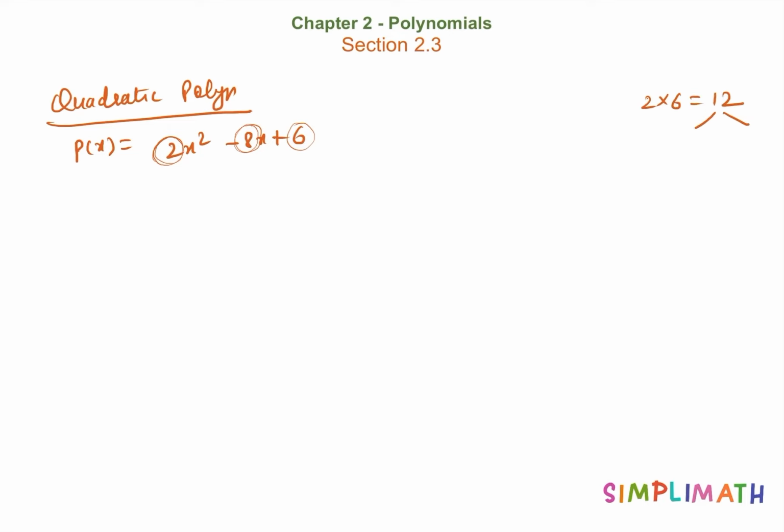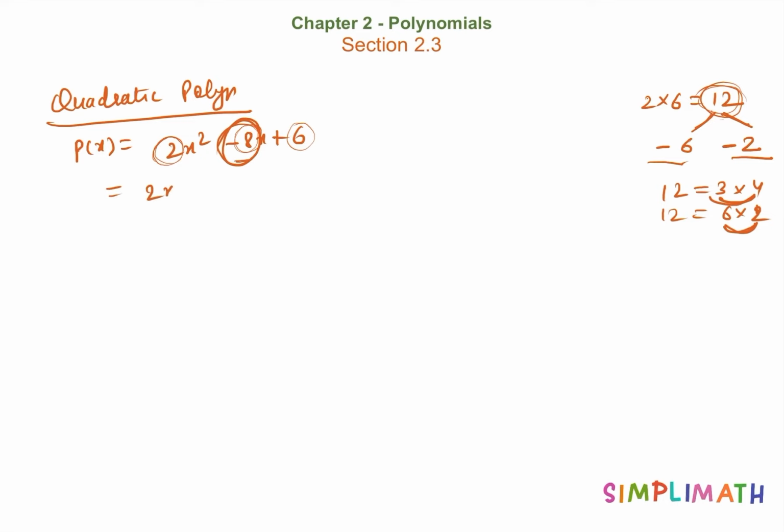So we need multiples of 12 such that their addition gives us minus 8. 12 I can write as 3 into 4, or 12 as 6 into 2. If we add 3 and 4 we do not get 8. If we add 6 and 2 we get 8. But here it is not 8, here it is minus 8. So both of these should be minus 6 and minus 2, so that if we multiply we still get 12. That is how we are going to split the middle term.